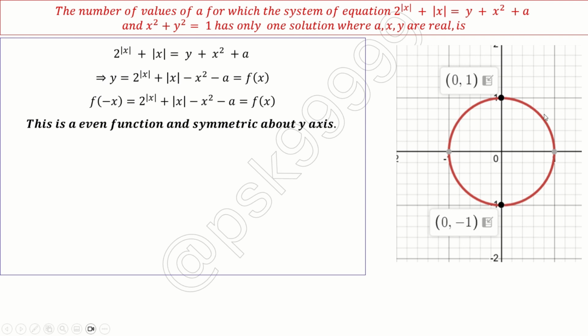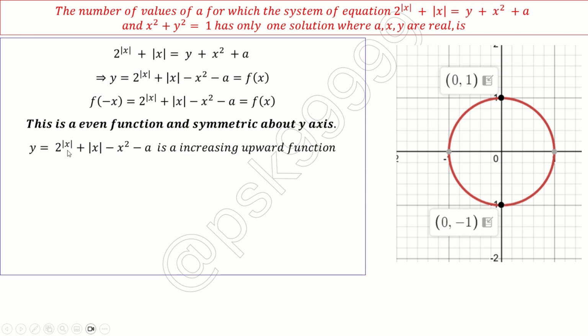If it is upward here, then you will get multiple solutions, multiple cuts with the circle. So you will have at least three solutions. But if it is here upward, one solution. At this point, if it is downward, you have one solution. Okay. So now we know that 2 power absolute x plus absolute x minus x square minus a is an increasing upward function.